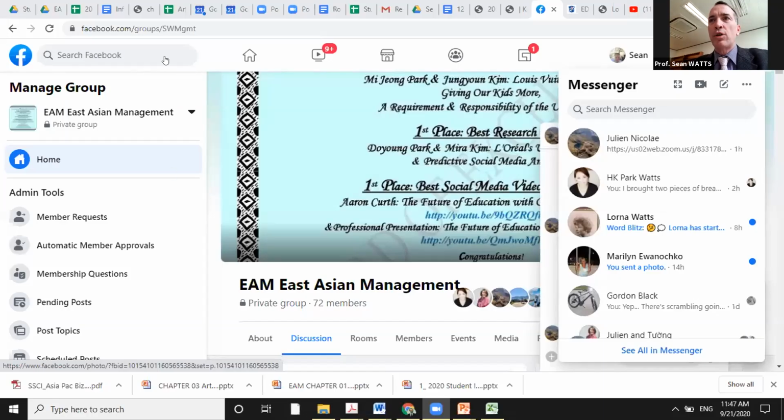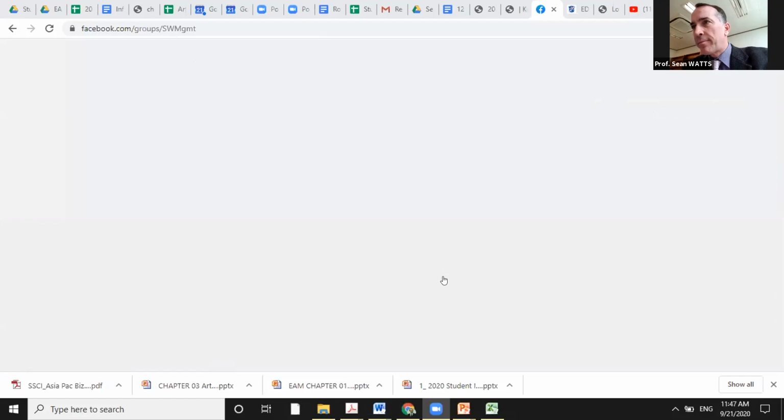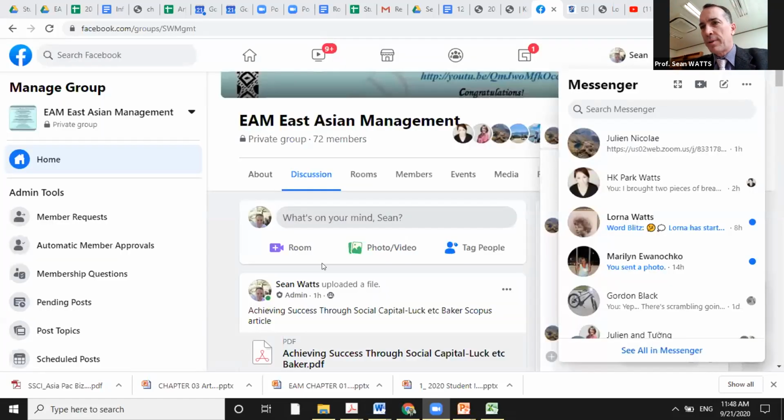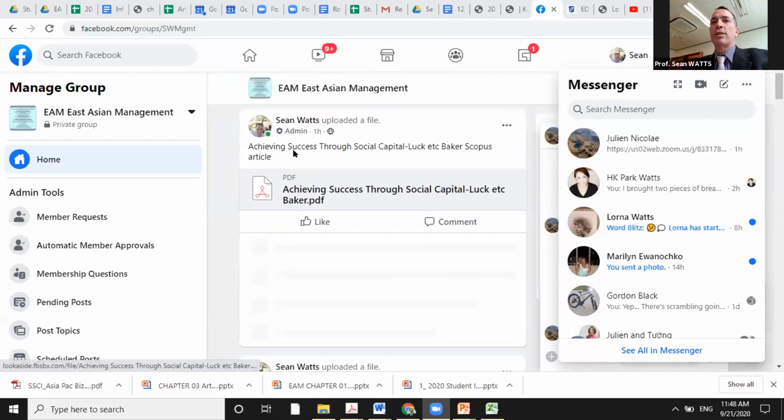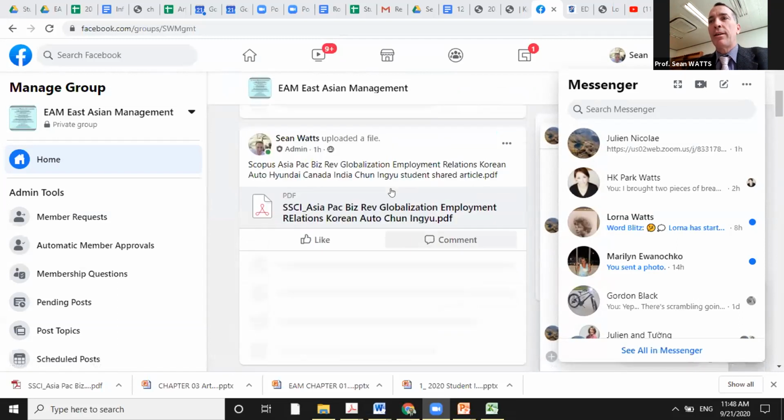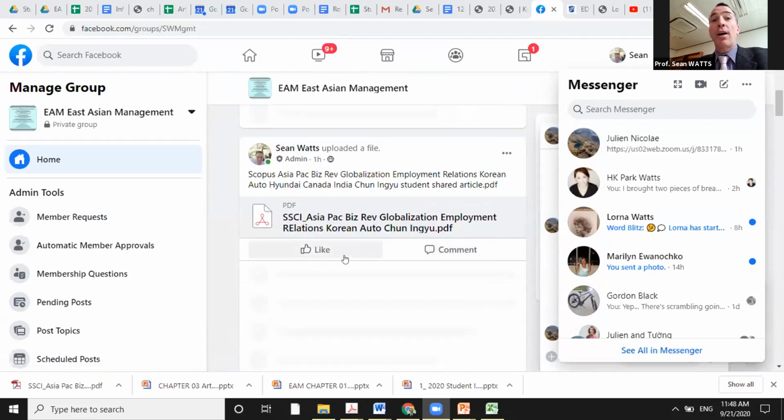So this is what you should be able to see when you go into the Facebook group, SW management. This is the EAM class. Here we go. So you can see here, there is an article that I expect everybody to be able to read for next week when we're going to be talking about the Guangxi. And here is an article that other students have posted in the past.